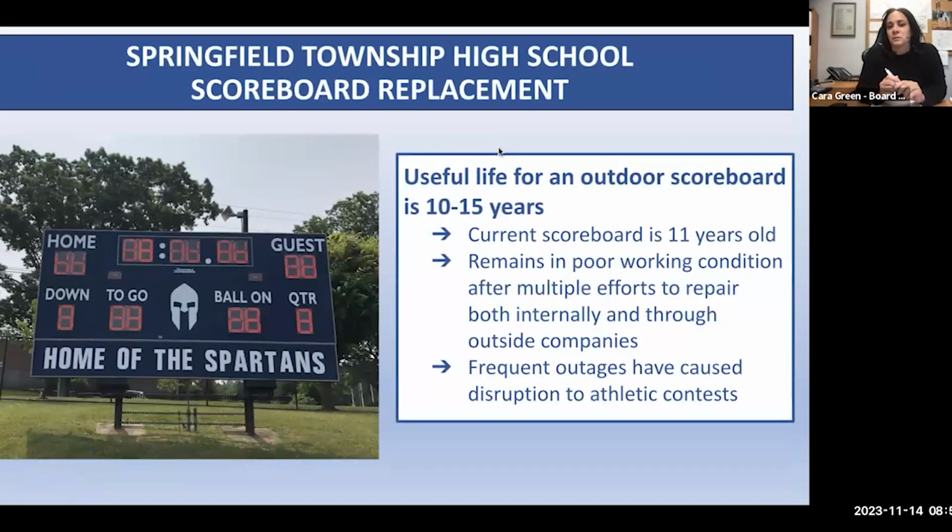So we're going to get to the high school scoreboard replacement. I am not sure if either of you have been apprised of what's happening with our current scoreboard. I'm sure you have. This is a picture of our current scoreboard, and yes, you can see the numbers are all wonky and wacky. A useful life for an outdoor scoreboard is about 10 to 15 years. Our current scoreboard is about 11 years old. It's in poor working condition. We have made multiple efforts to repair it both internally and through external companies. We are having frequent outages that are causing disruption to our athletic contests.